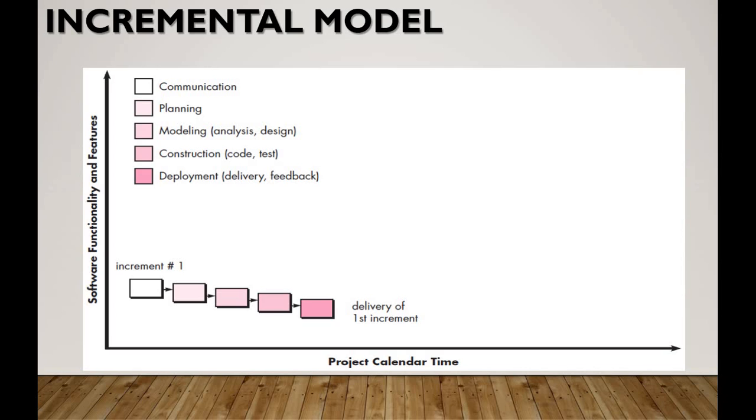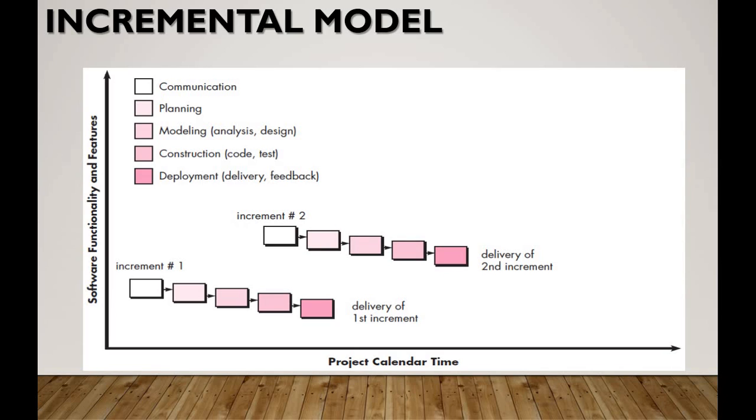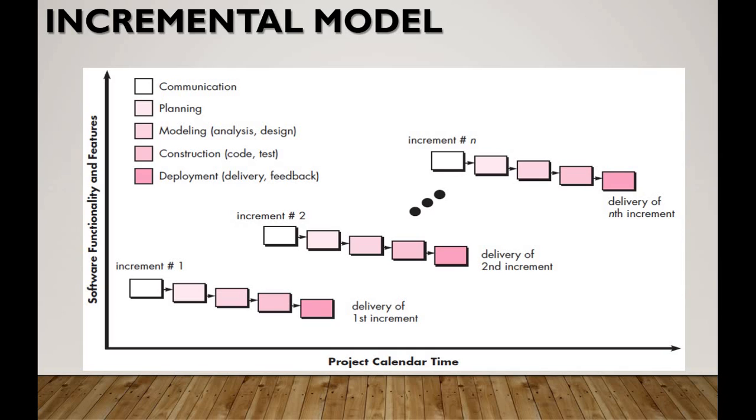After the first increment, the user will have a project with some of the functionalities that they have described. In another increment, again the communication, planning, modeling, construction and deployment phases will be there. After the second increment, the user will have some more functionalities which they needed. So by increments, in the last increment the user will have the fully functional project that they need. So this is the incremental model.